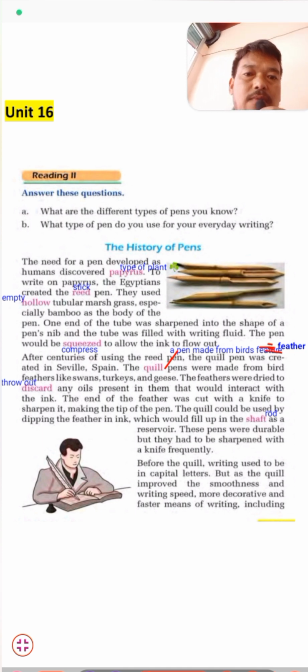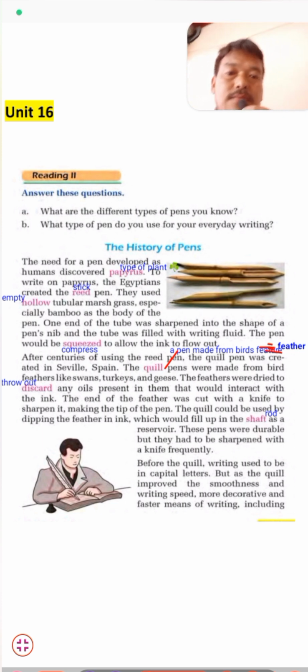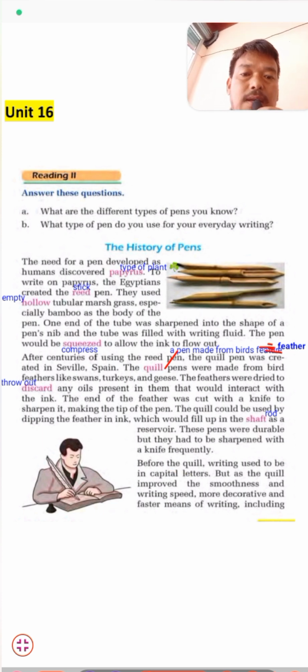This type of pen was very durable for the students, and they were good enough. But they had to be sharpened with a knife frequently. Before the quill, writing used to be in capital letters.